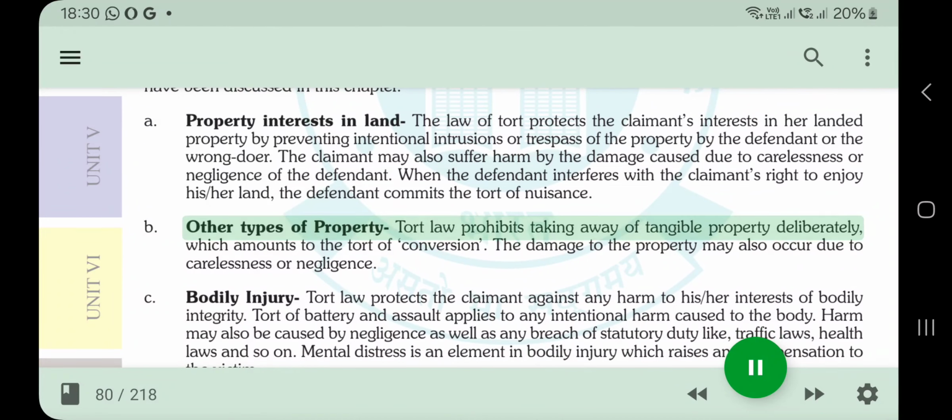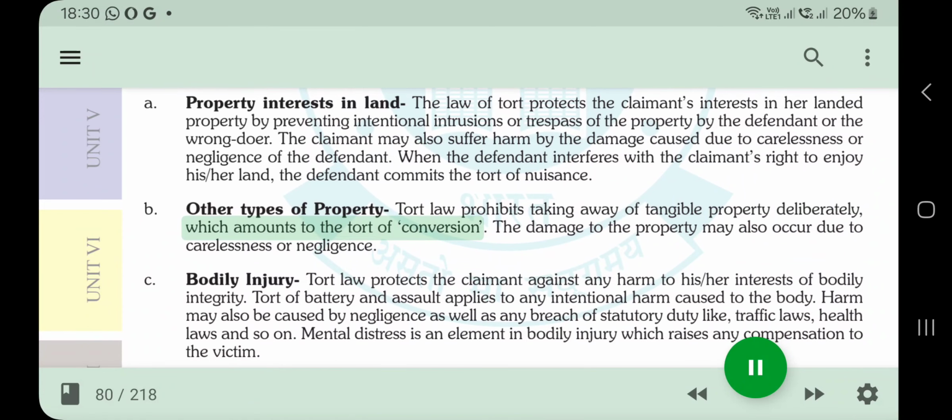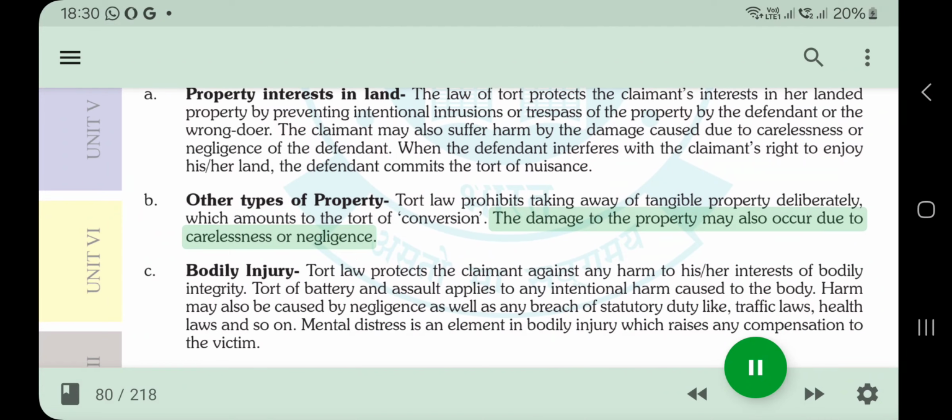B. Other types of property tort. Law prohibits taking away of tangible property deliberately, which amounts to the tort of conversion. The damage to the property may also occur due to carelessness or negligence.